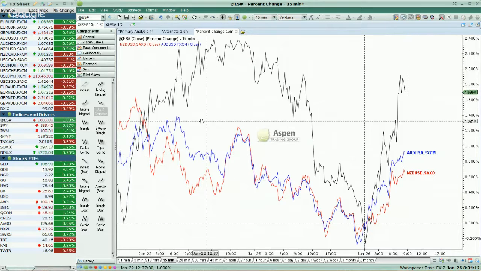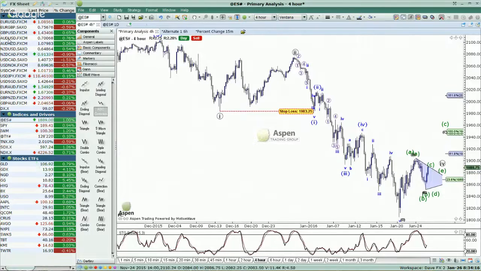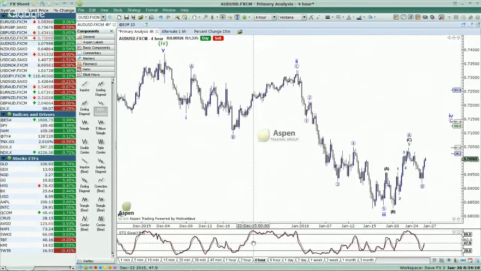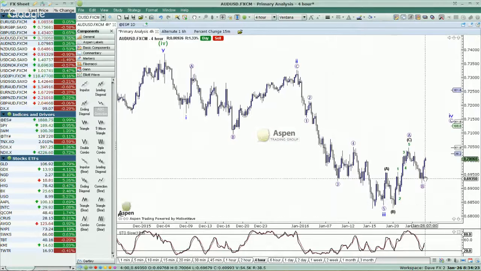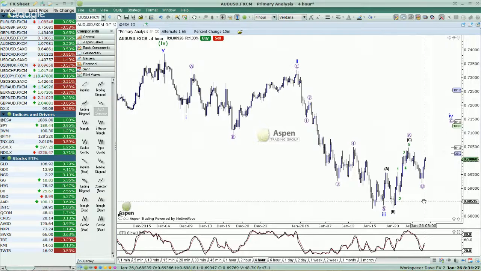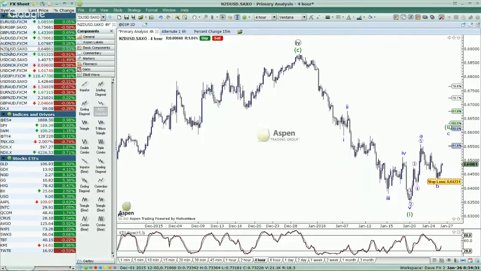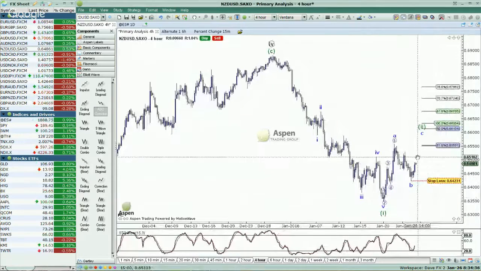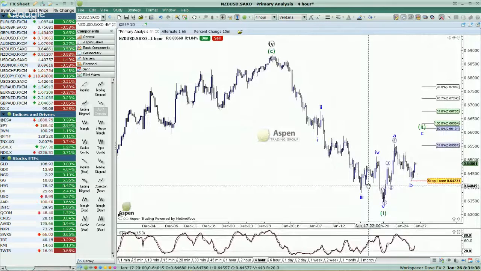Now if we go back and we just look at the Aussie dollar over the last couple of days, the Aussie dollar's made a nice move off of the low. So kind of burn that image into your brain. Now let's look at the New Zealand dollar. It's made a move off the low, but not to the same extent.